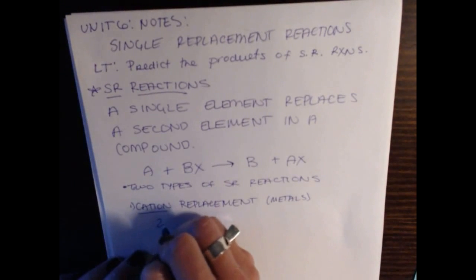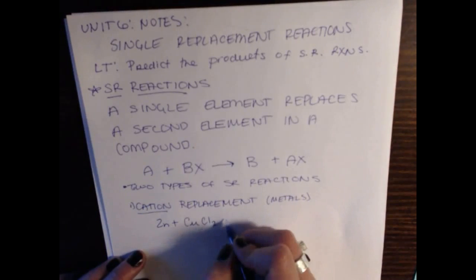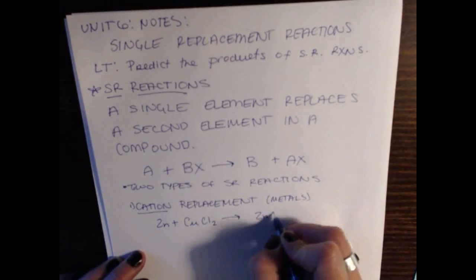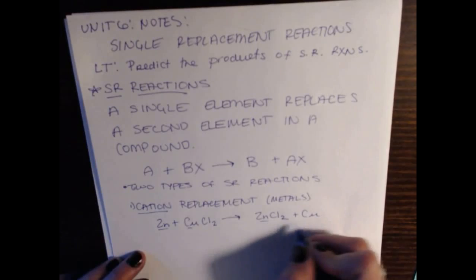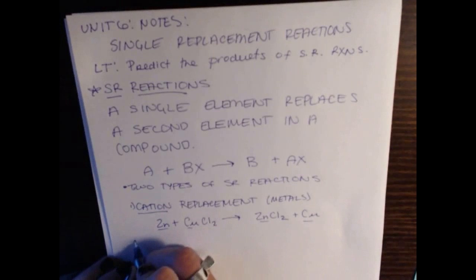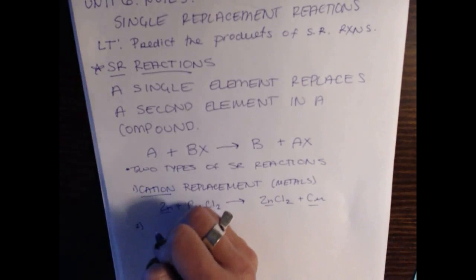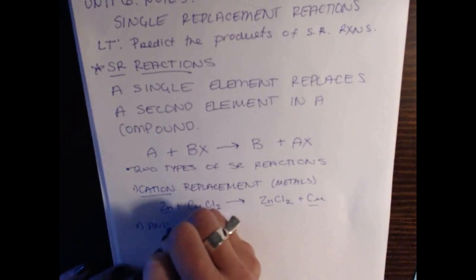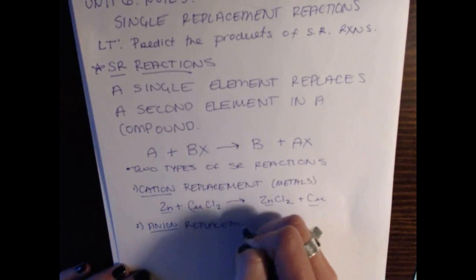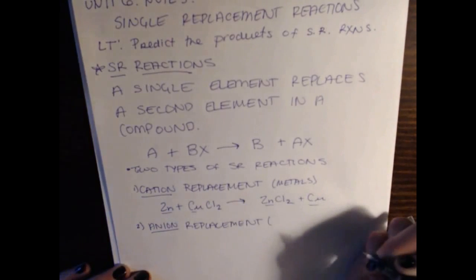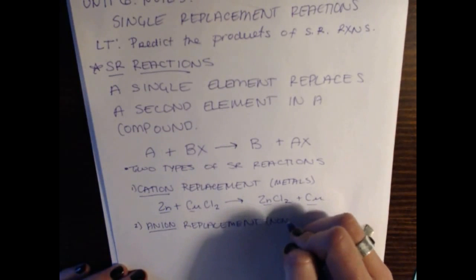It might be something like zinc plus copper chloride yielding zinc chloride and copper. It's the cation that is switching around. It's also the metal. So you might be able to guess that our second type of single replacement reaction is going to be an anion replacement. So these are going to be your nonmetals doing the moving.